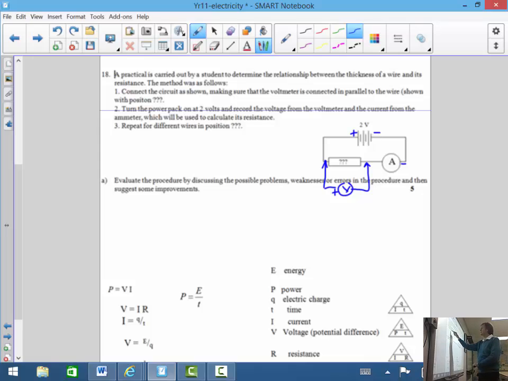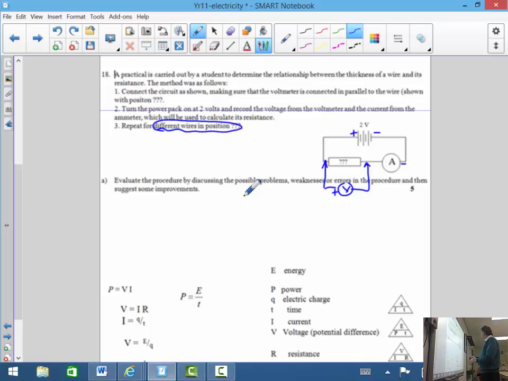They should probably be specifying what sort of different wires they're going to put in there. So looking at thickness of the wire, they should try and tell us how many different thicknesses they're going to test. They could talk about controls, making sure the wires are all the same length, maybe the same material. So there's a fair bit they can do there in terms of that.